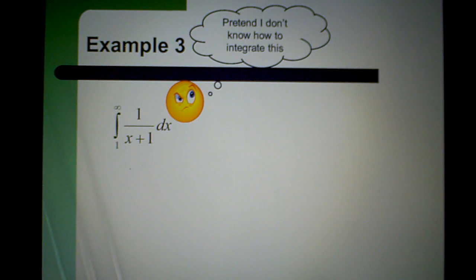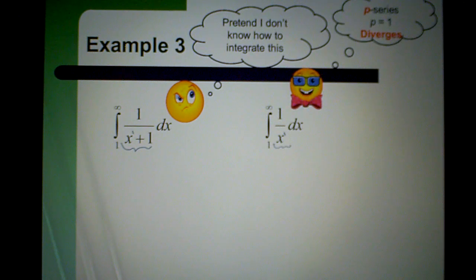I actually can integrate this with ln, so I can find the answer with the whole limit thing, but I'm going to pretend I don't. I say, hey, 1 over x plus 1 looks an awful lot like 1 over x, where p is 1. Therefore, 1 over x diverges.